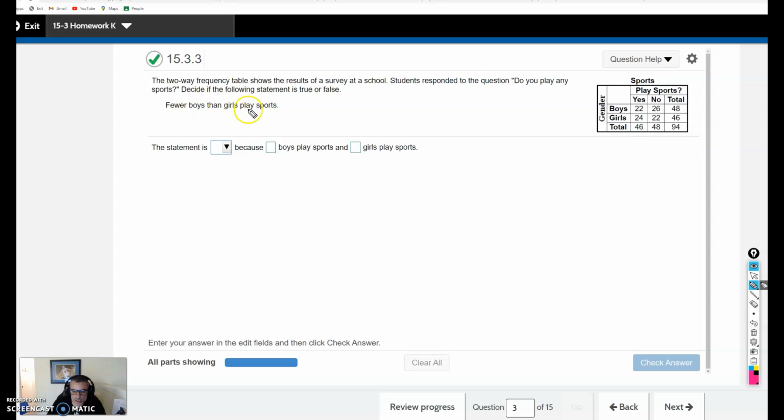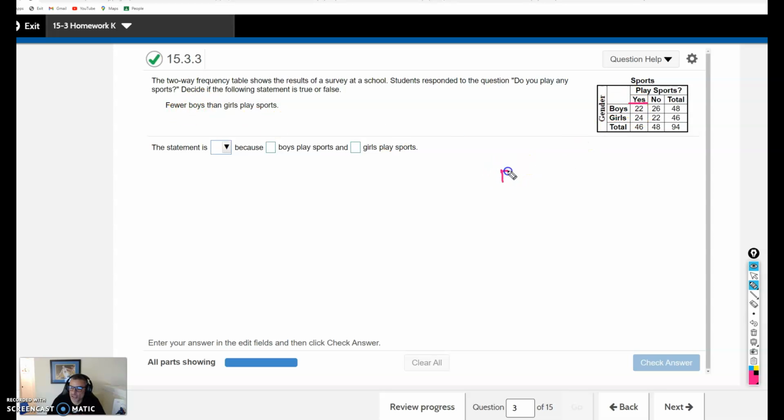Fewer boys than girls play sports. All right, so we want to compare the number of boys that play sports to the number of girls that play sports. So we only want to look at the yes column, okay? Play sports, yes. We're only looking at the yeses, right? We're not interested in the kids that don't play sports. We just want to know, hey, what are the numbers for the kids that do play sports?